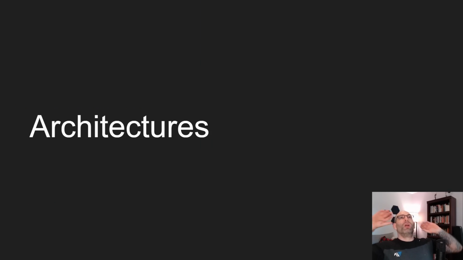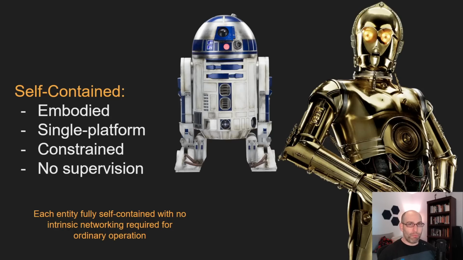Okay, taking a big step back: we talked about the hardware, we talked about the software, and we talked about the agent model, how to give these things agency. So now, how are we going to architect these things? There are four basic architectural paradigms that I was able to come up with. The first is fully self-contained. A fully self-contained architecture is embodied, meaning it has one physical body. It's a single platform, so it only exists inside that platform. It's fully constrained in that it can't really plug into anything else, but it also has no supervision.